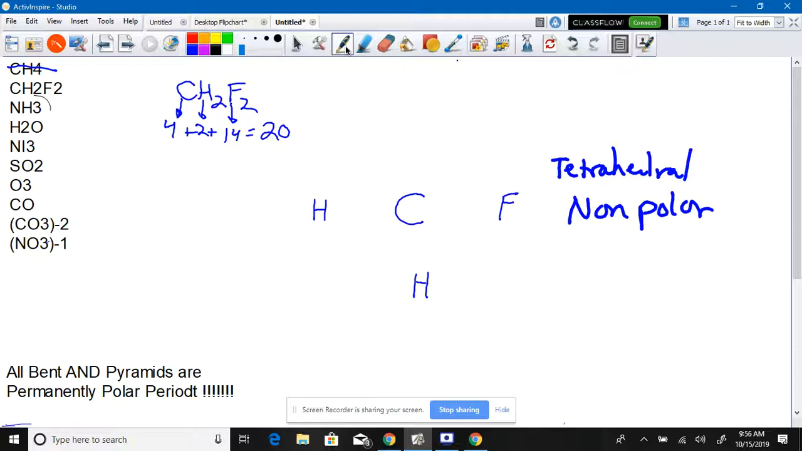Okay, Amber. The formula says we have 2 hydrogens and 2 fluorines, right? Start right away connecting. 2, 4, 6, 8, 10, 12, 14, 16, 18, 20. Done. Now, guess what? Carbon now has 8. This fluorine has 8. Everybody's happy.